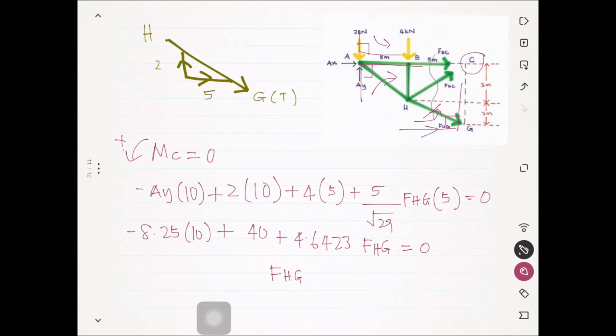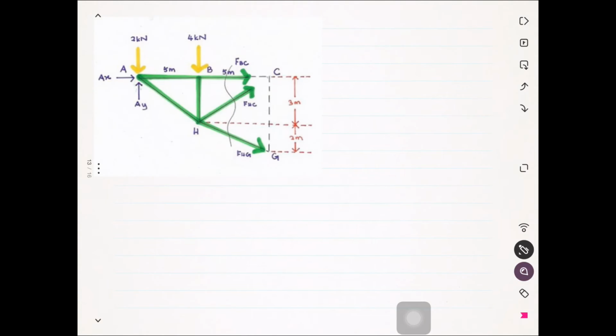We get FHG equal to 9.156 kilonewton tension. The answer is positive, which is tension, the same as we assumed. So the force FHG is equal to 9.156 kilonewton in tension.